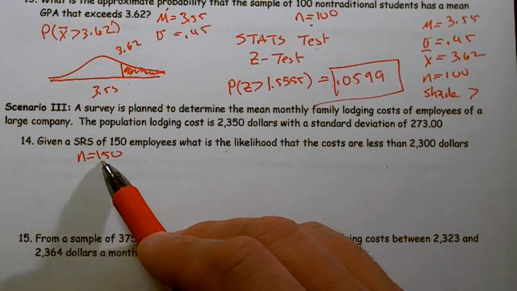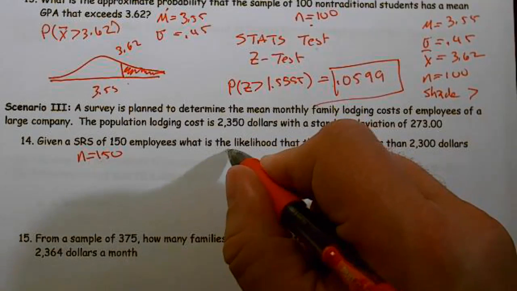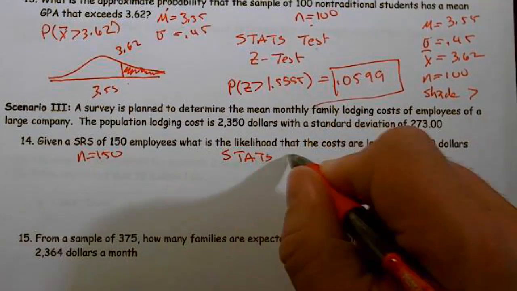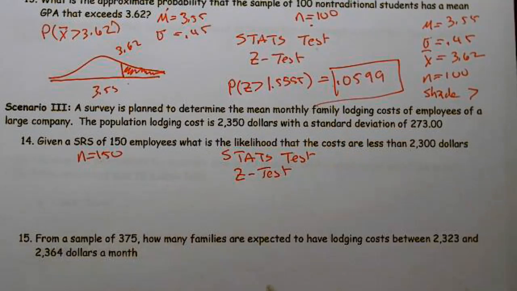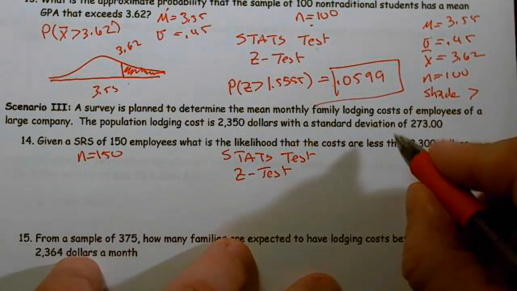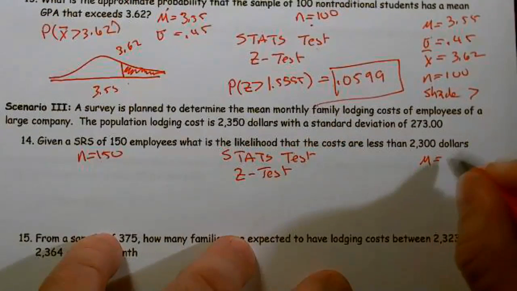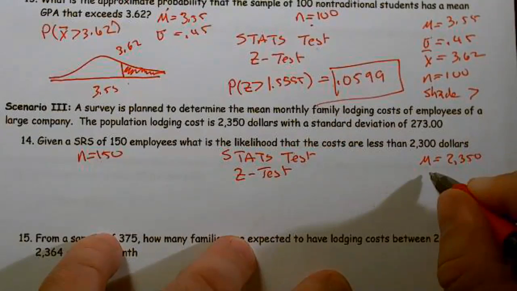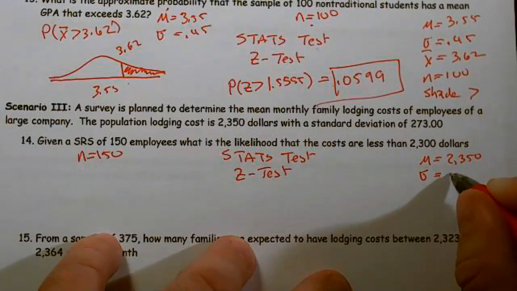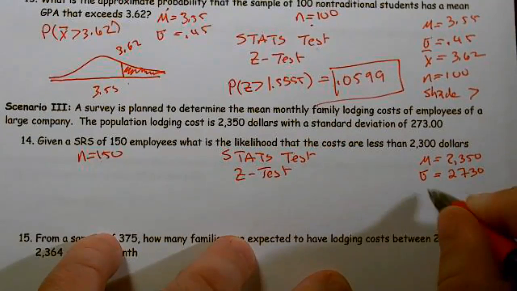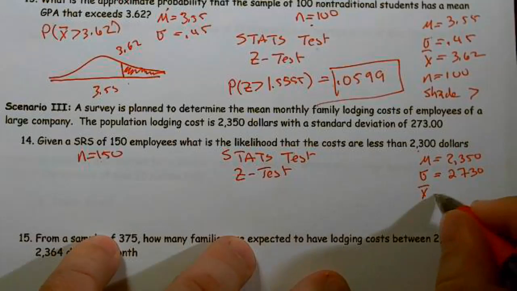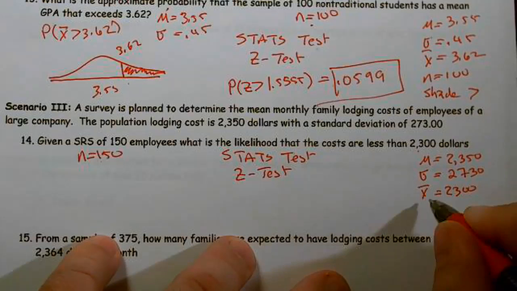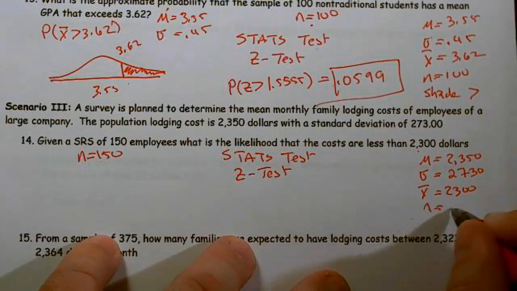So real quickly, the fact that I'm working with a sample size greater than 1, I probably want to use a stats test z-test. That's probably the way I'm going to want to go. So what was my mean? Well, they tell me my mean is 2,350. My standard deviation in this case is $273. My x bar, the part that we're interested in, is $2,300. And my sample size is, in this case, 150.